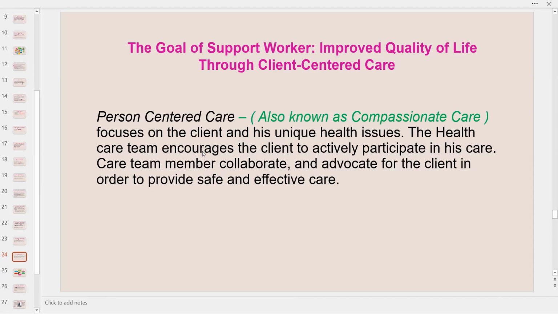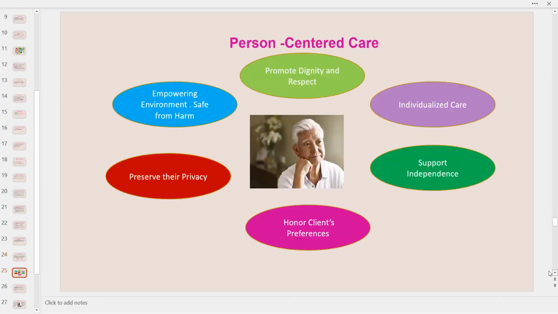We allow the client to give suggestions, to evaluate our care, and we want him to voice out the type of care that he is comfortable with. The care team collaborates and advocates for the client in order to provide safe and effective care. They make sure that each of them encourages the client to participate in his care. This is an example of person-centered care.